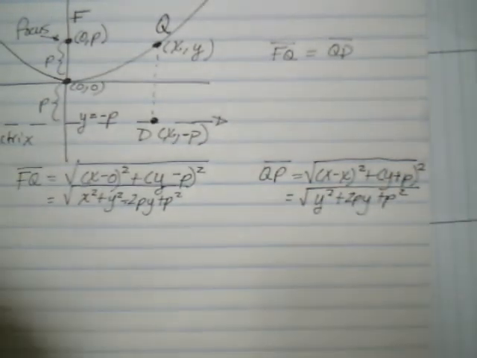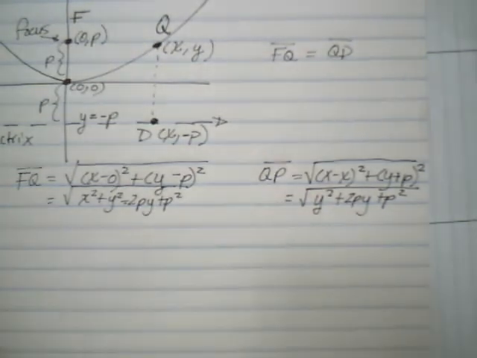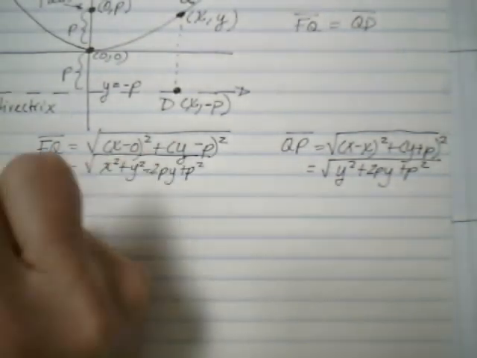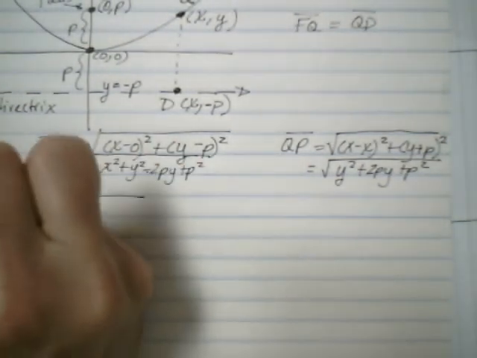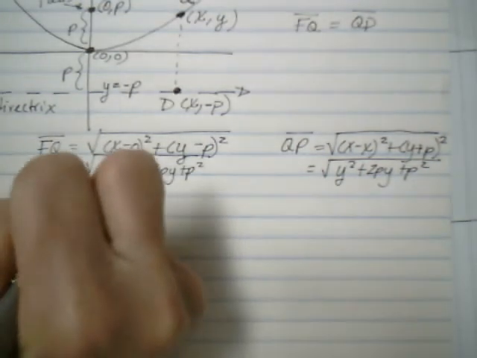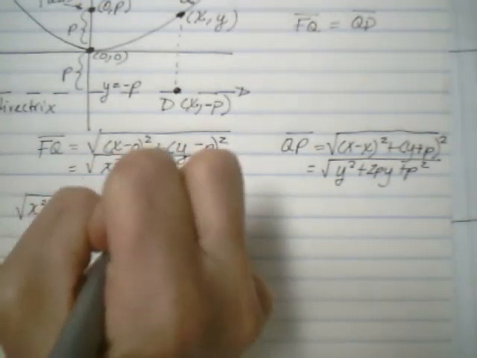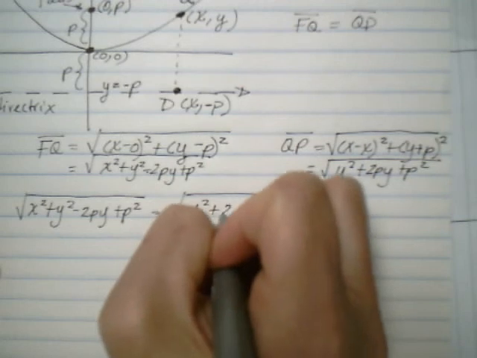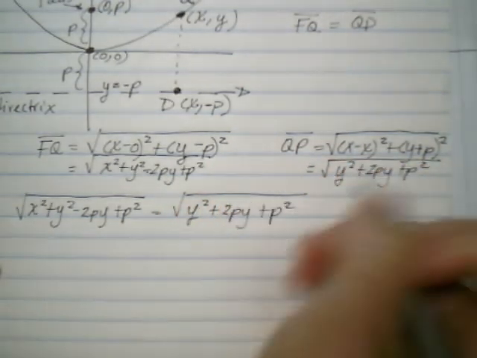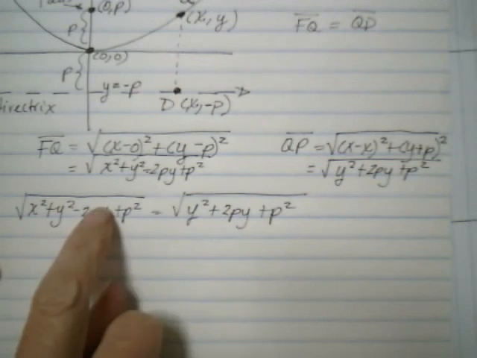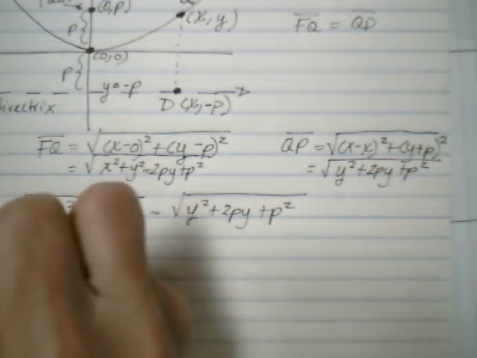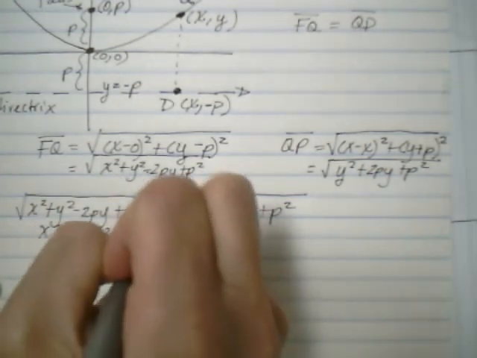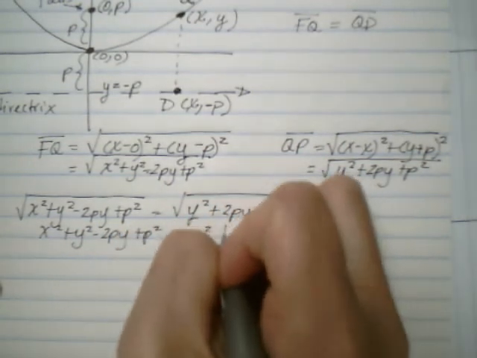All right. Almost done. By this statement, I have to set these two pieces equal to each other. It looks a little bit messy, but it's going to collapse down to something really nice. So we're going to take the square root of x squared plus y squared minus 2py plus p squared. This is my distance from F to Q. I'm going to set it equal to y squared plus 2py plus p squared. That's my distance from Q to P. Okay? I have a square root equal to a square root, so I can square both sides to get rid of that, and I'm left with x squared plus y squared minus 2py plus p squared equals y squared plus 2py plus p squared.